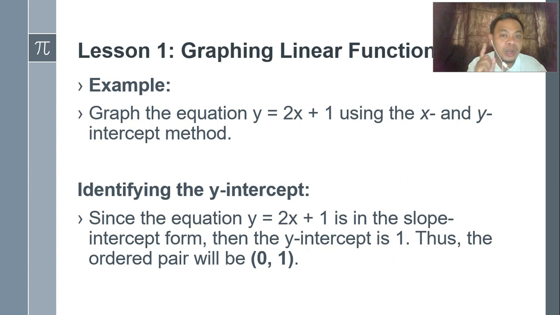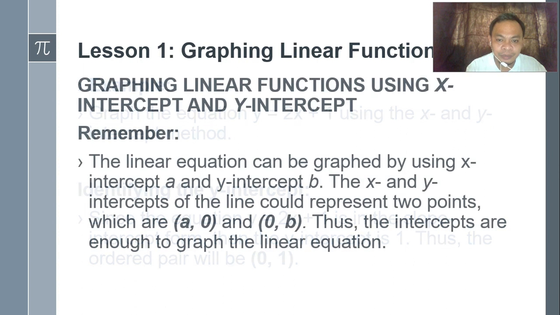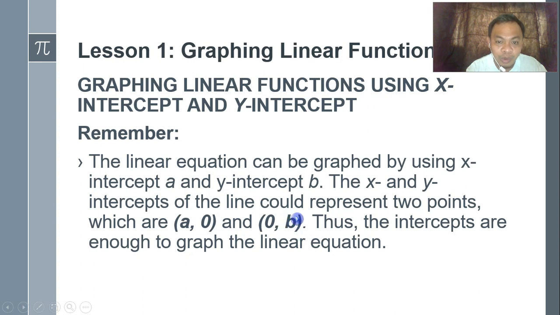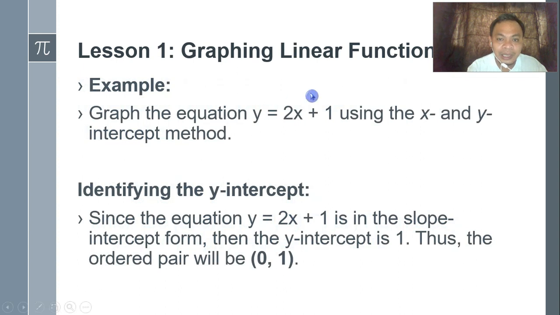1 is our y-intercept. Okay, so let's go back a little bit here. 0 is x, and this is y, which is our b. Since our example is already in slope-intercept form, automatically the 1, or the constant, is the value of b, which is our y-intercept.